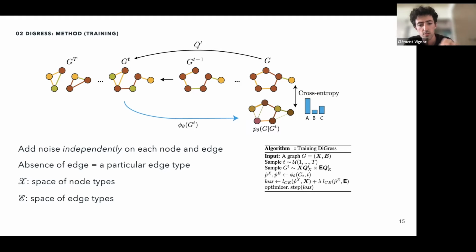But the noise is independent, and this is important because it means that the state space that we consider, the one that we use to build the transition matrices, is just the space of node types and the space of edge types. So it's small spaces, which is important to make the method efficient. If we look at the algorithm on the right, we sample a graph, we sample a time step, we add noise to the graph by using the transition matrices, and we denoise it and just look at the cross-entropy loss on each node and the cross-entropy loss on each edge.